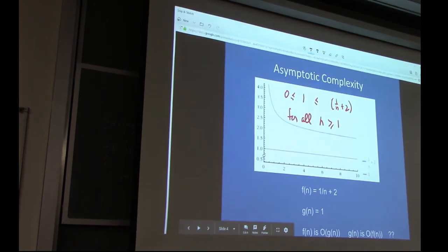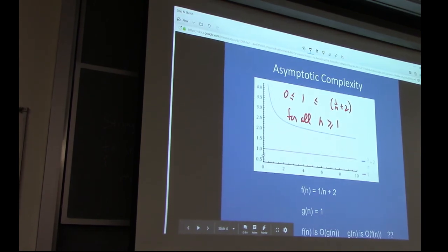Yeah? Could it work the other way around if we scale the 1 over n plus 2 by one's worth or something like that? It does work the other way around. But let me see if there are any questions about this, and we'll do that one. Okay, let's try the other way.